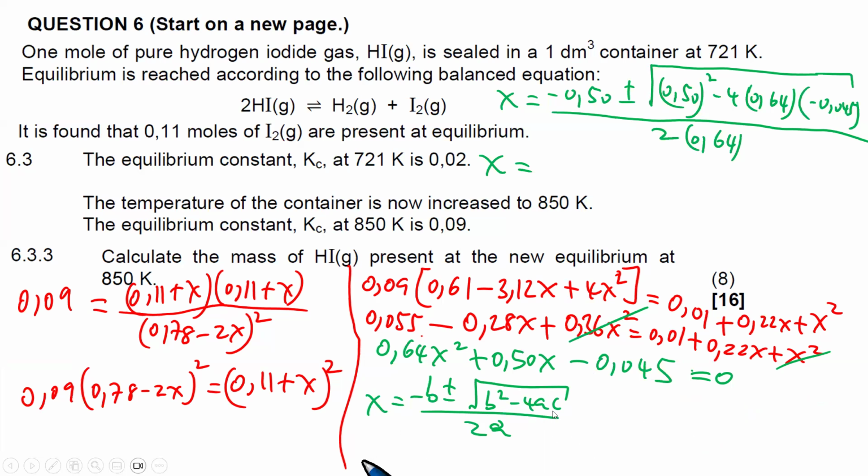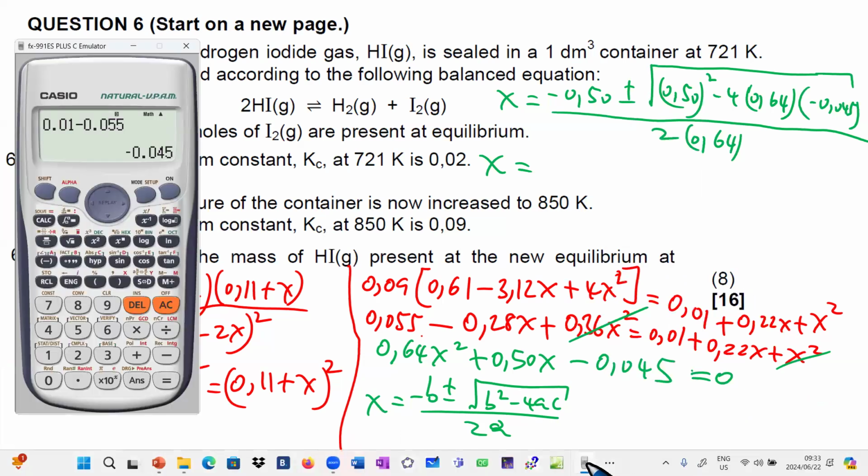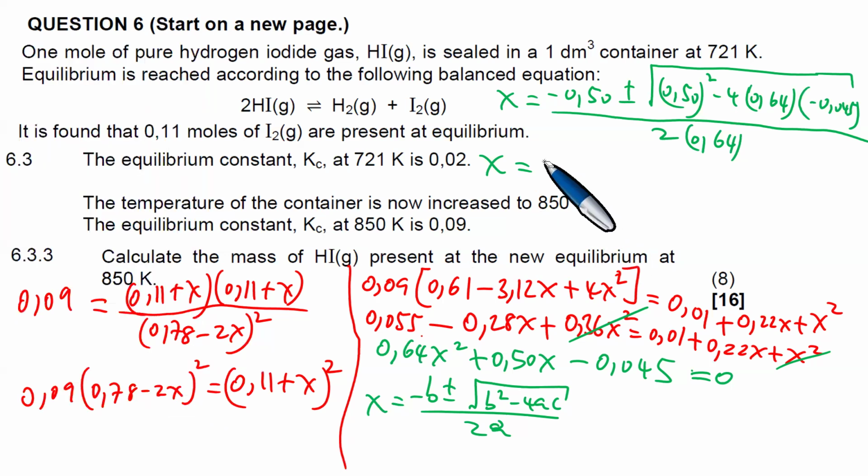Okay. Now, let's just do everything under the square root. Under the square root, we have 0.5 squared minus 4 times 0.64 times negative 0.045, which gives 0.3652.